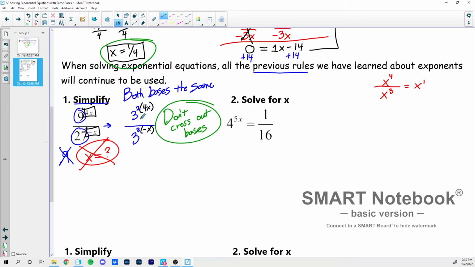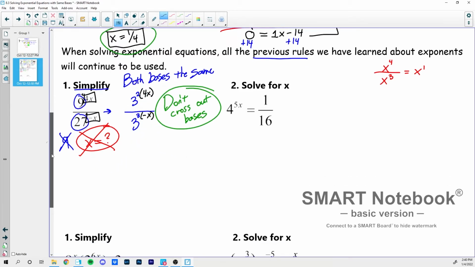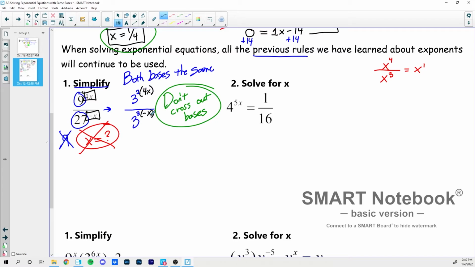Okay. So let's go ahead and simplify this just a little bit. So I'm going to rewrite it over here, and I'll multiply those exponents together. So I get 3 to the power of 8x all over 3 to the power of negative 3x. All right, so right now I want to do exactly what I did over here. So I'm going to subtract the exponents, but don't cross out the base, okay? So this is still going to have a base of 3, and I'm going to do 8x.